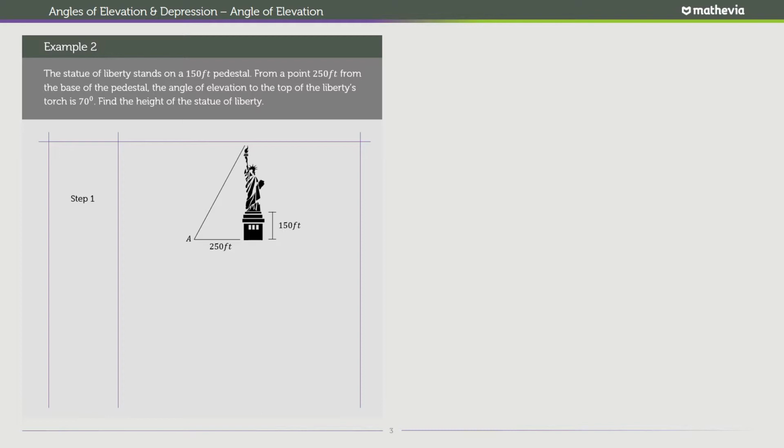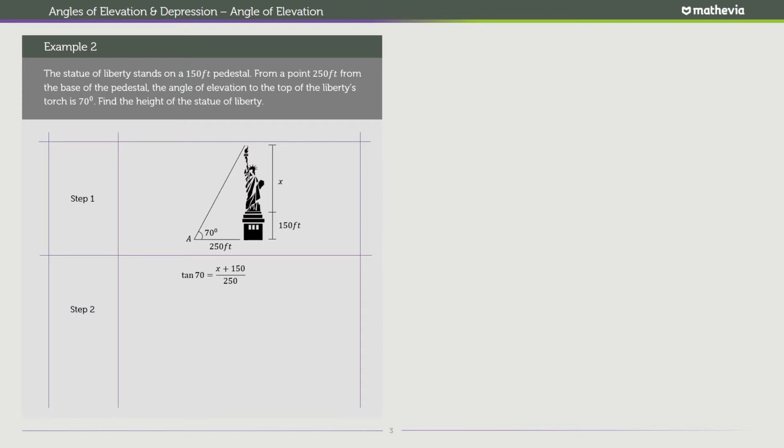If you look closely, the statue is holding up a torch, and the torch is the highest point of the statue. The angle of elevation to the Liberty torch is 70 degrees, and we've been asked to find the height of the statue. This is very straightforward. If you look closely, we formed a right angle triangle. We have adjacent as 250 feet, opposite as 150 plus x feet, and our angle in the triangle at 70 degrees.